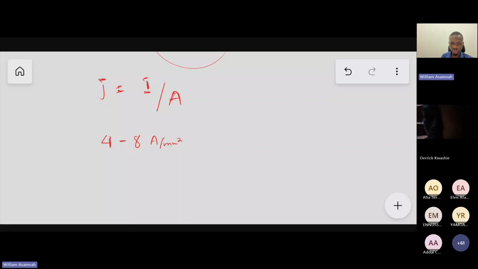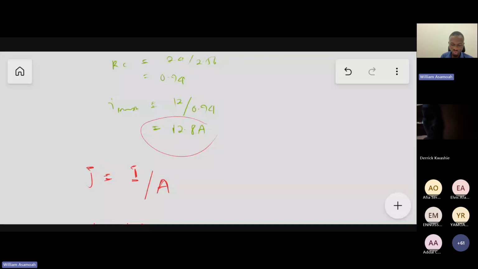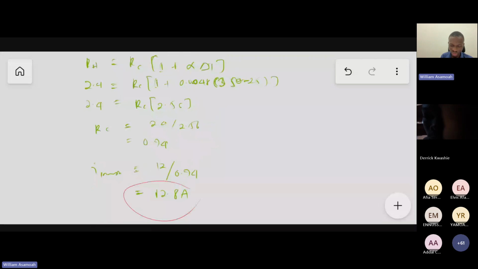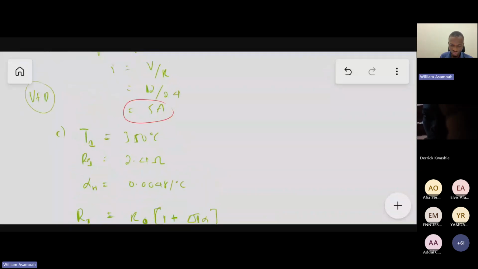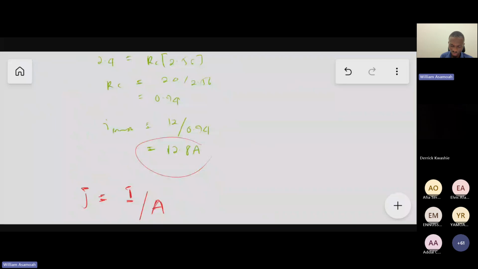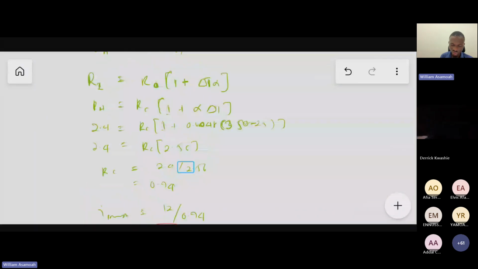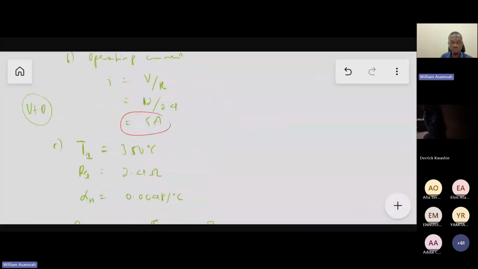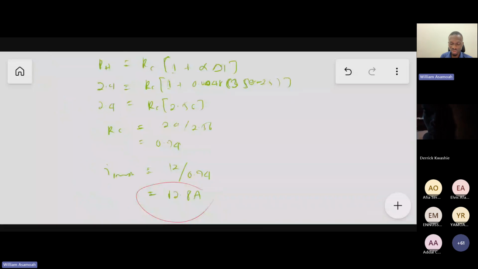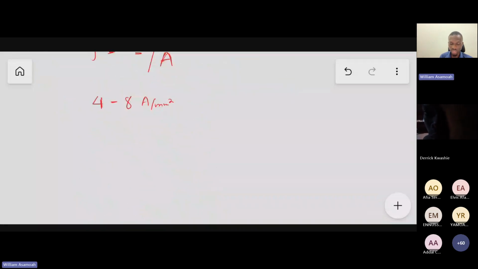Now, there are two currents here. So which of the currents do we use? Do we use the inrush current or the continuous current? You see the inrush current is 12.8. Then the continuous current is 5. Which one do we use in selecting a wire size? And why? The continuous current. We use the continuous current. That is very excellent. Why do you suggest that we use the continuous current?